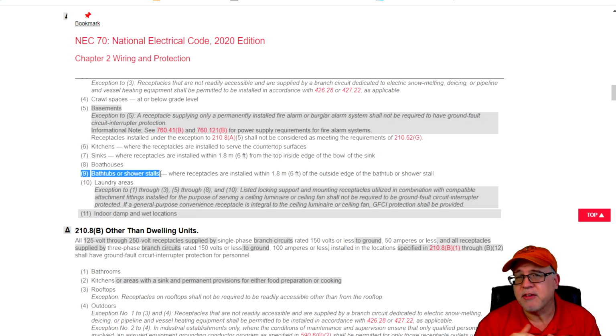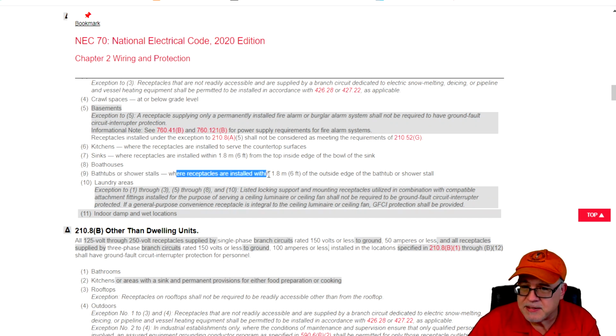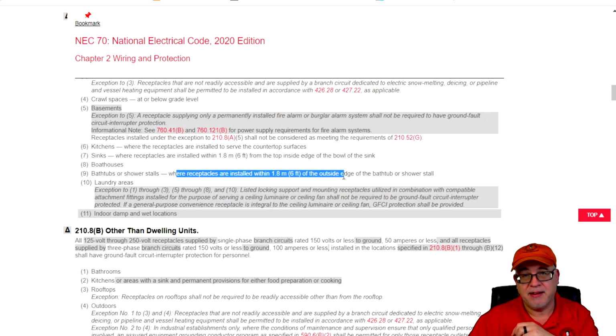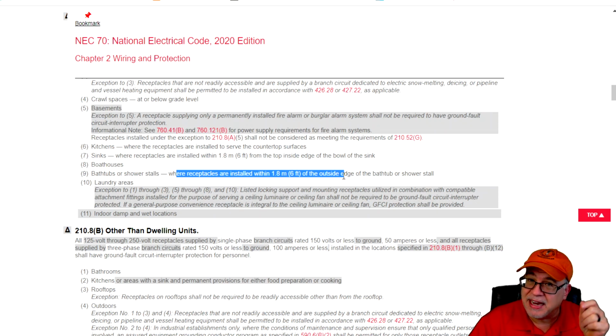So the advent of this code requirement was to treat it just like you would from a sink, theoretically. And it says, where receptacles are installed within 6 feet of the outside, okay, so used to be with the sink, it was the top inside edge.